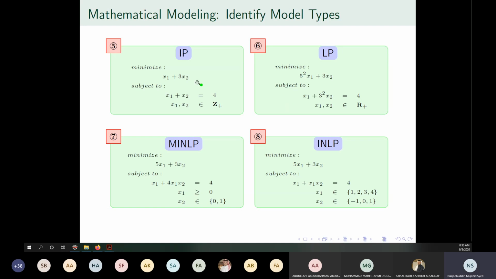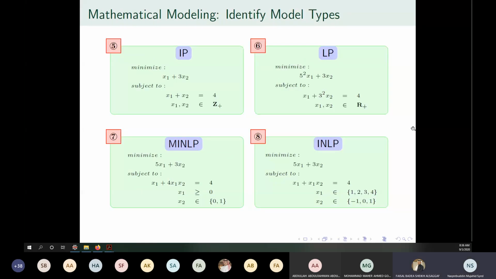Number 5 says LP. It is IP, integer program. Mujtaba, this is integer program. Why? Because this Z plus, I explained in the last class, right? What is Z plus? Z plus is all the integers starting from 0. So Z plus is different from R plus.